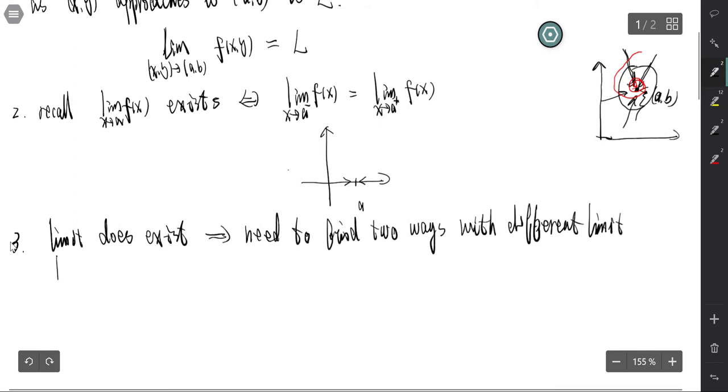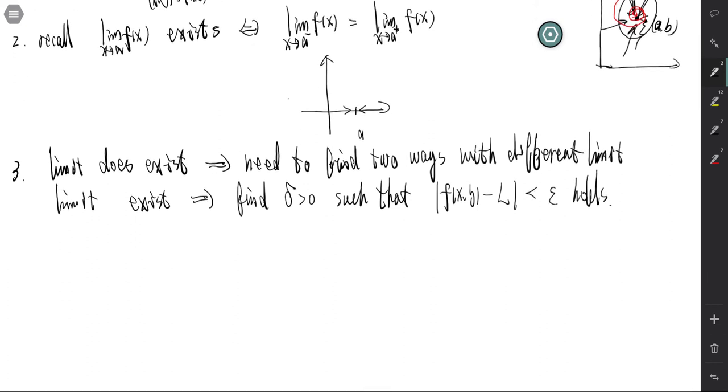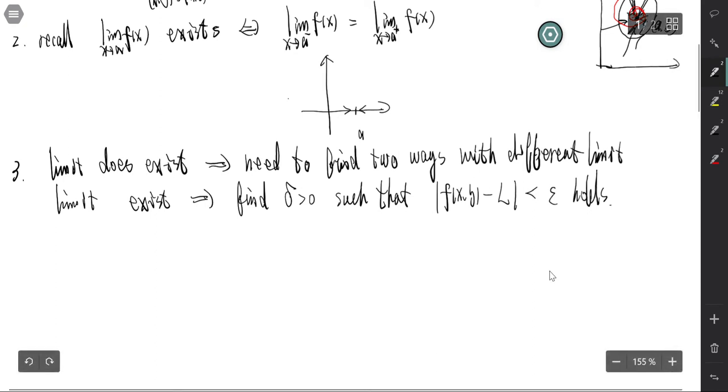If we need to prove the limit exists, we need to find the delta such that the inequality |f(x,y) minus L| less than epsilon holds. There may be other ways to prove that the limit exists, for example, using conclusions of single variable calculus.